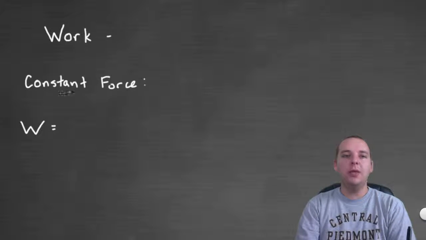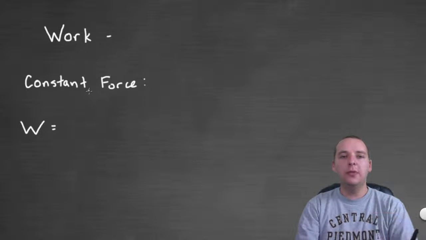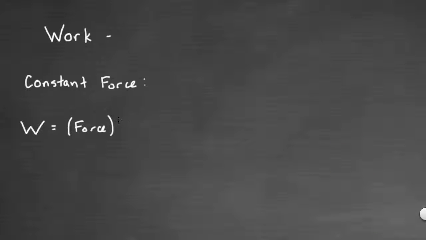So if we have a constant force, a force that doesn't fluctuate at all, most beginning physics students would know that the formula for work is the force that's applied to a particular object times the distance over which that force is being applied to that object. Okay. Now it's important to notice that this is for a constant force. That's going to change later in this video.